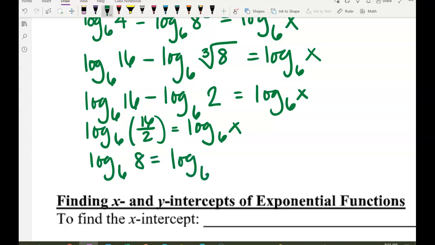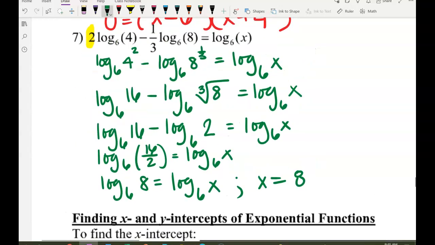Okay, you have log base 6 on each side. Can I drop it? So that means x is straight up what? Plug it in first, y'all. It works. Box it up.